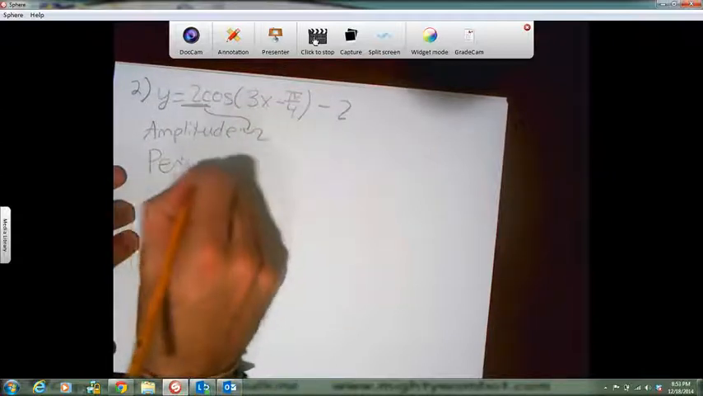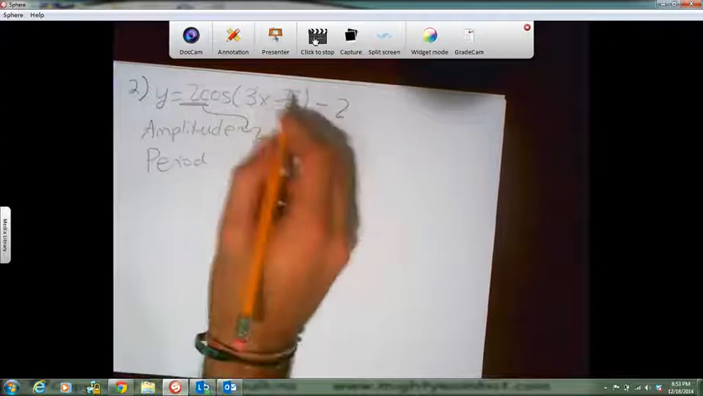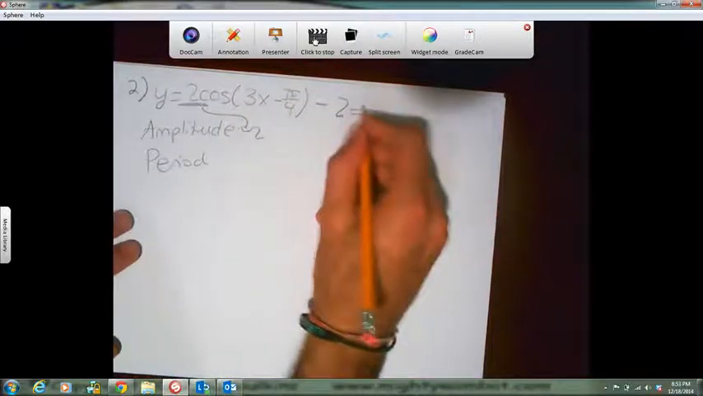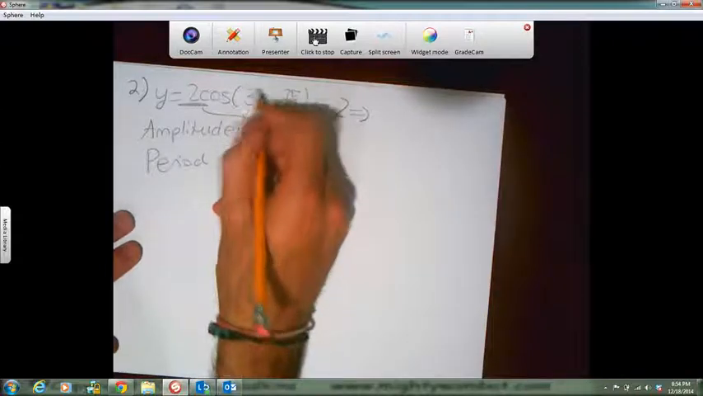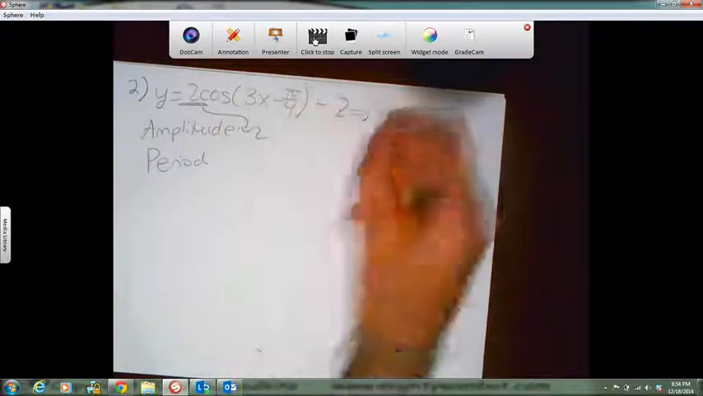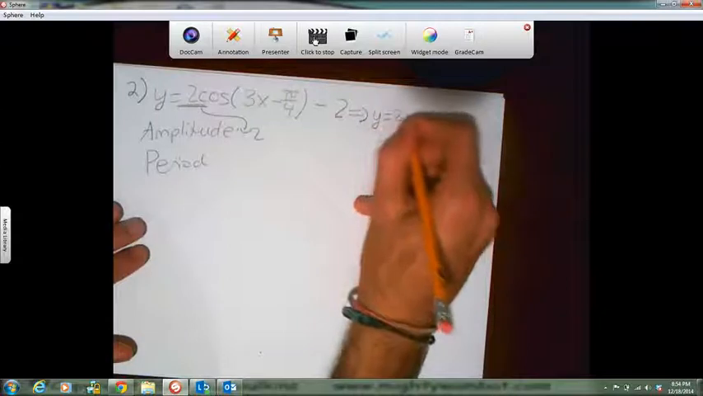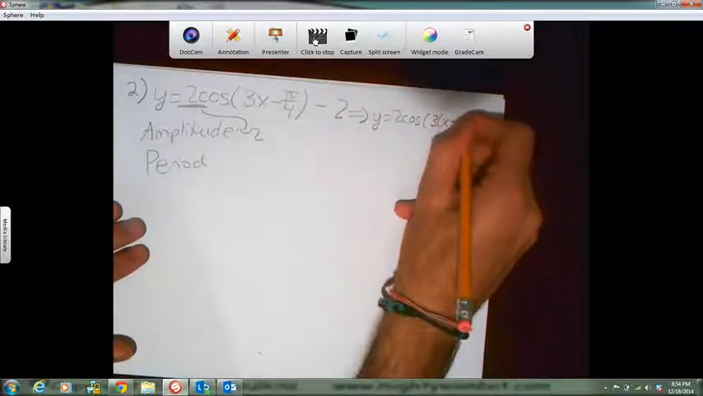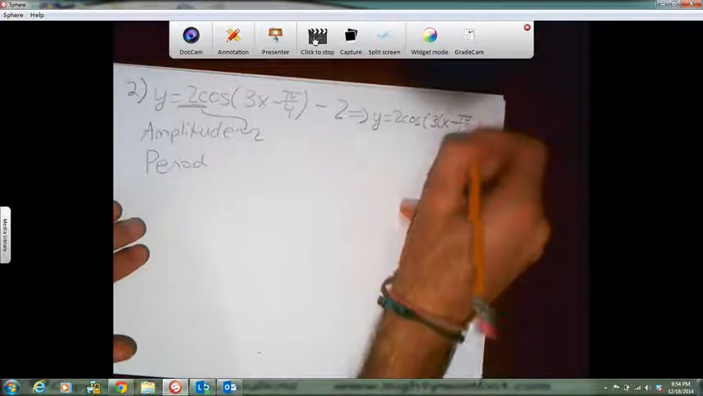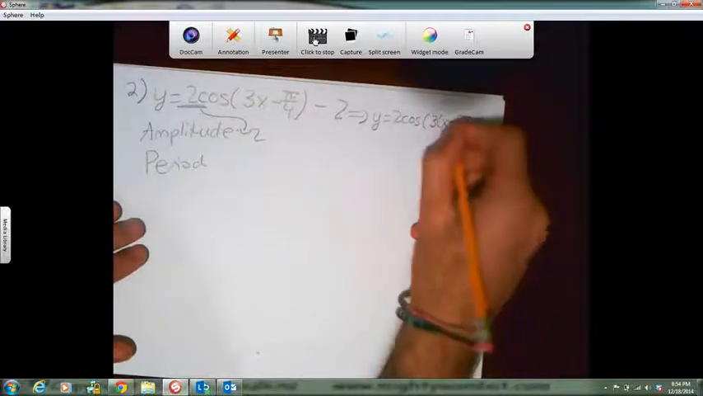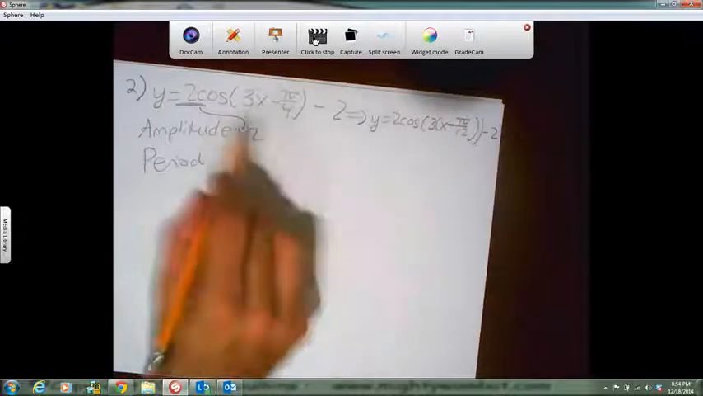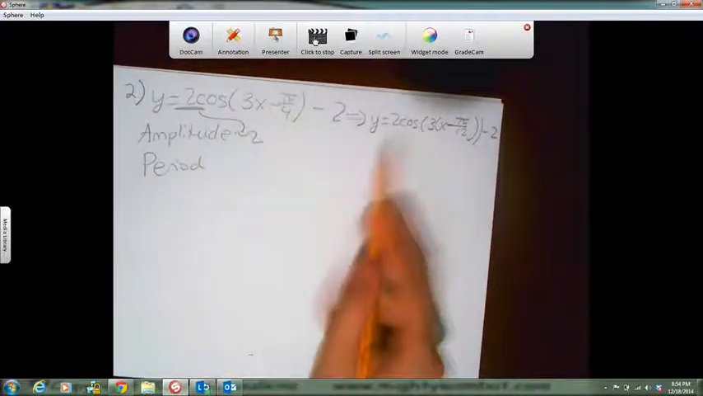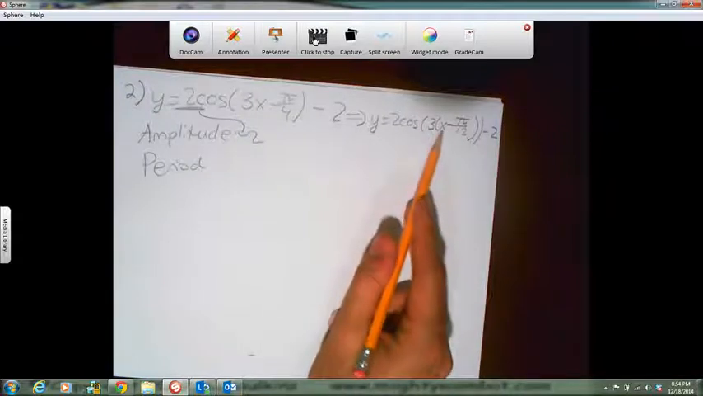In order to get the period, I would work with this a little bit and do the following. I would rewrite this. I would factor out this 3. You want to get this 3 outside. So you have y equals 2 cosine of 3 times x minus pi over 12, minus 2. Again, the way I got pi over 12 is I just did pi over 4 divided by 3. That's what I mean by factoring out. This will really help you out because now you've got the x by itself, which is what you wanted.